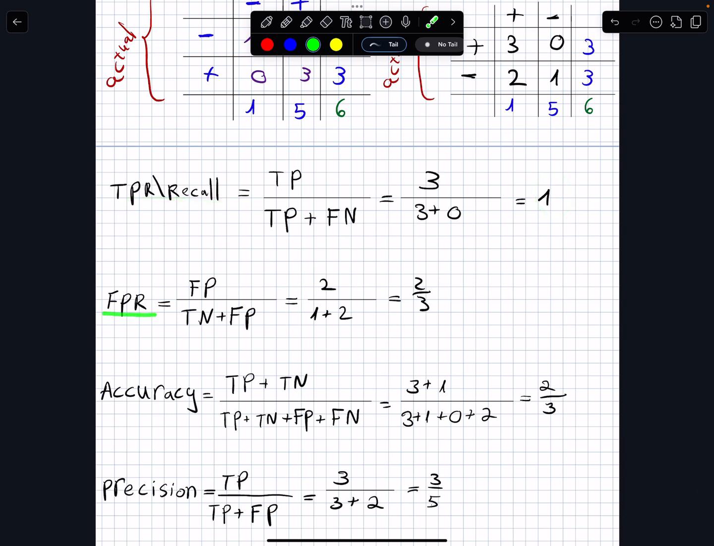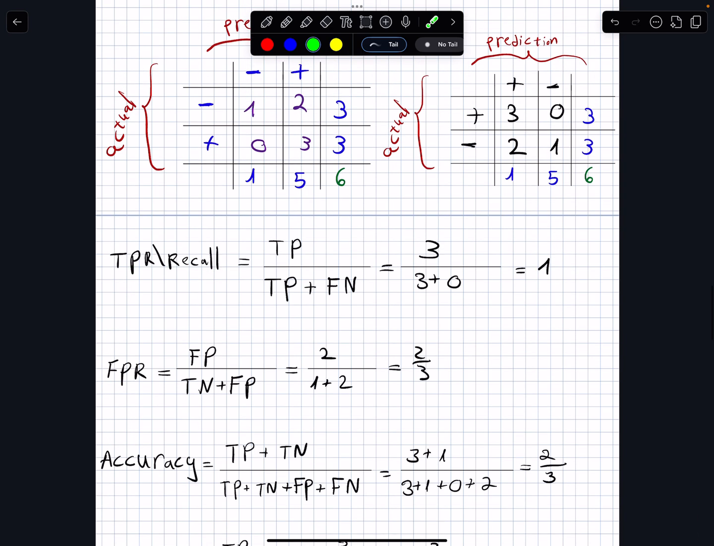Now the false positive rate. The false positive is when we were wrong to say positive. So we said positive, which is here, and we were wrong, meaning it was here. So we have 2, and we divide by the true negative, meaning we said it's going to be negative and it's actually negative, this value, plus the false positive, meaning we said it's going to be positive, but we were wrong. So we have 2 divided by 1 plus 2, which is 2 divided by 3.